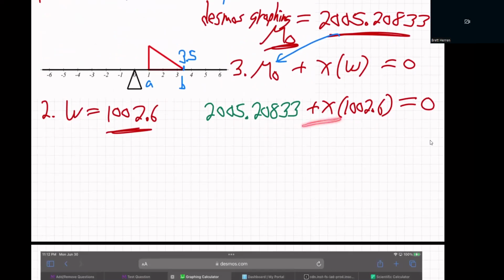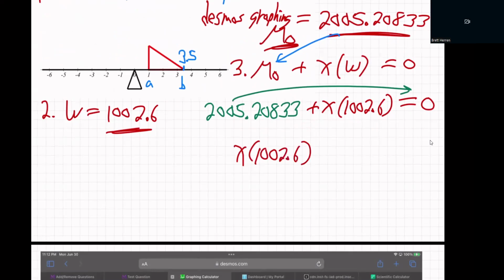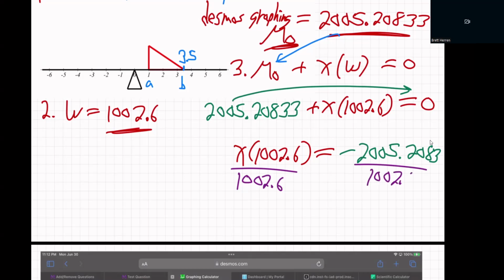So we're going to solve this equation for x. You know how to do this. It should be easy for a Calc 2 student. So this will be x times 1,002.6 equals, when that jumps over there, it becomes negative 2005.20833. And last step, divide by 1,002.6. Boom. So x equals.